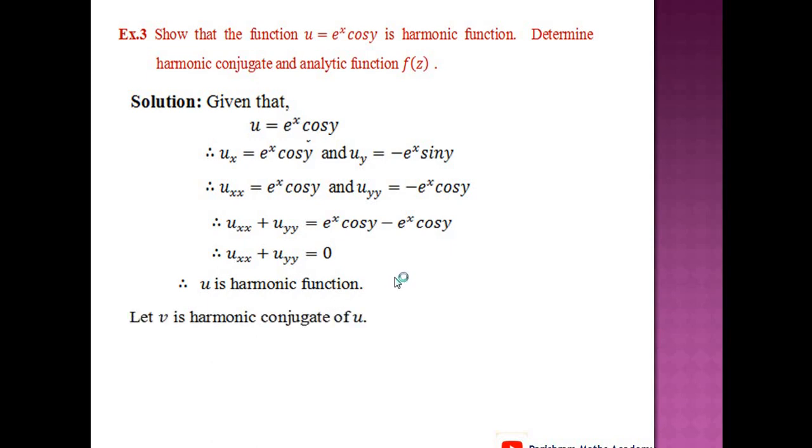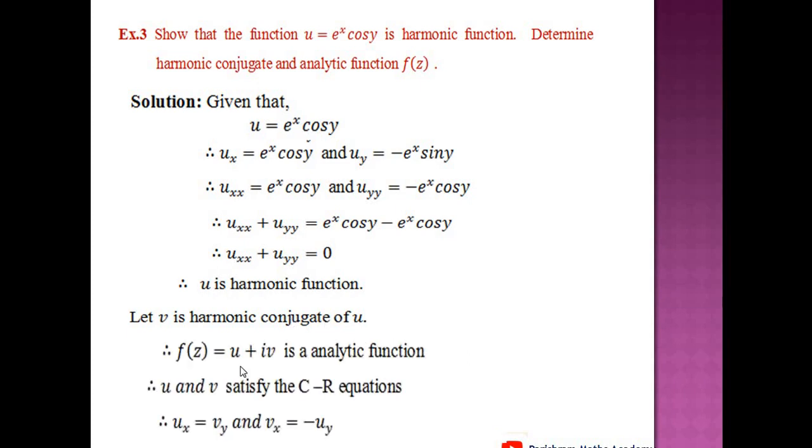To find the harmonic conjugate, let v be the harmonic conjugate of u, and therefore f(z) = u + iv is an analytic function. Now f(z) = u + iv is analytic, therefore u and v satisfy the CR equations. It means ux = vy, vx = -uy. Now to find the harmonic conjugate, that is, we can find v, and therefore dv = (∂v/∂x) dx + (∂v/∂y) dy. It means vx dx + vy dy.